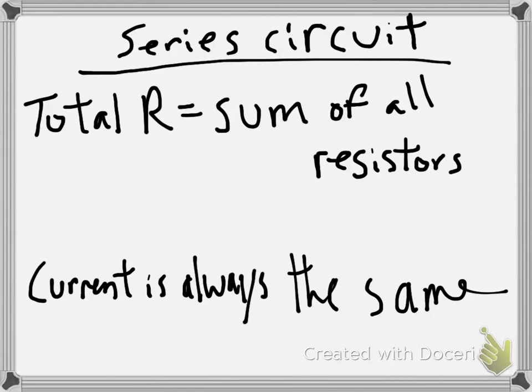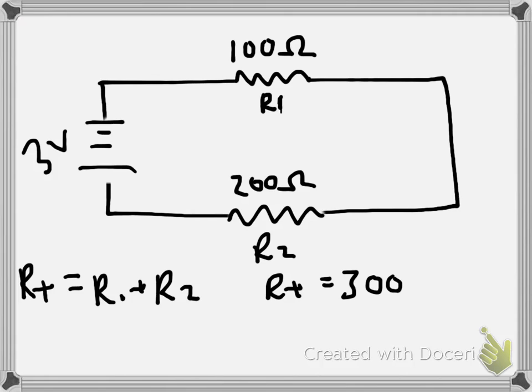In a series circuit, the total resistance is equal to the sum of all resistors. It is also important to know that the current is always the same. Okay, this is a small practice problem for series circuits. To find the resistance total, you add up R1 and R2, which becomes 300.